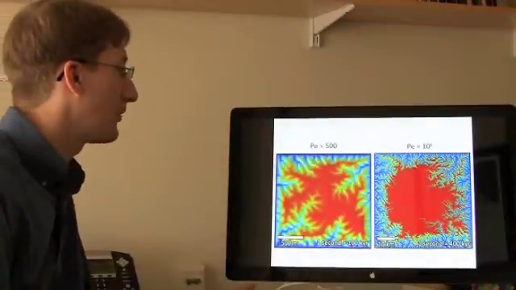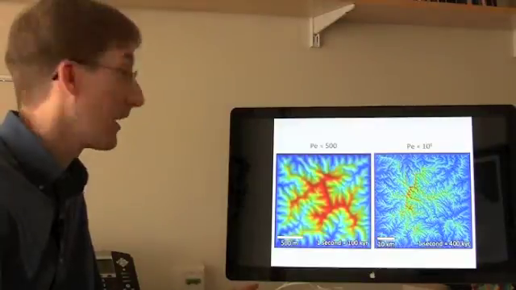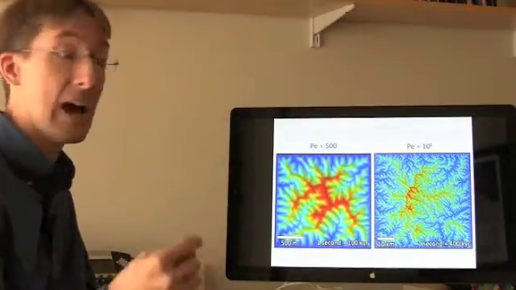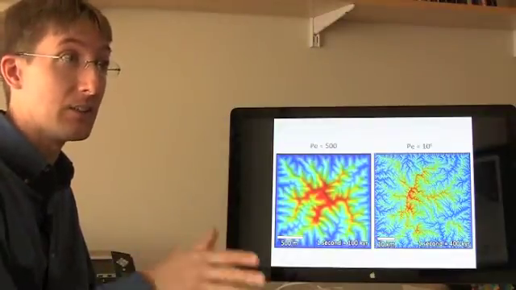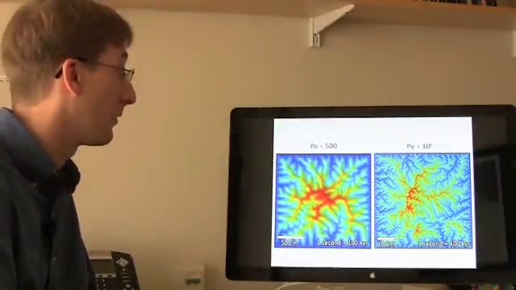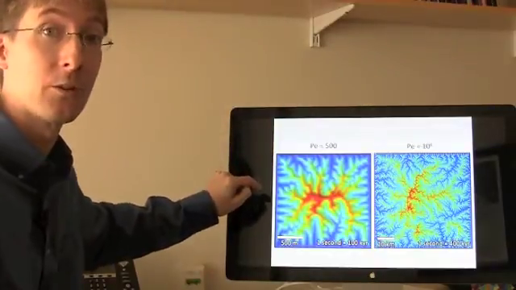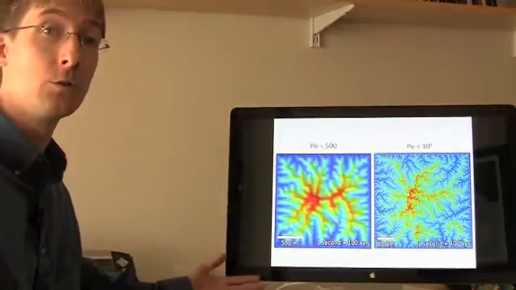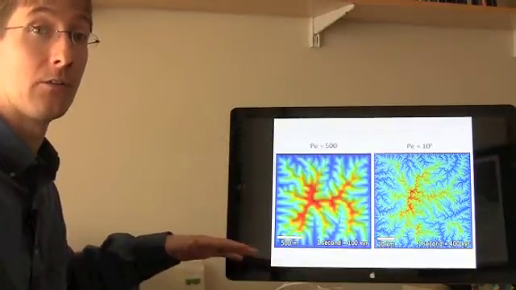Here are two animations of river networks evolving over time. And in each case, you're looking down on the landscape, and you're seeing shadows as you might see them cast by the sun at an angle. So the sun's coming from up here. And the color is showing you the elevation. So cooler colors, bluer colors are lower elevations, and redder colors are higher elevations.